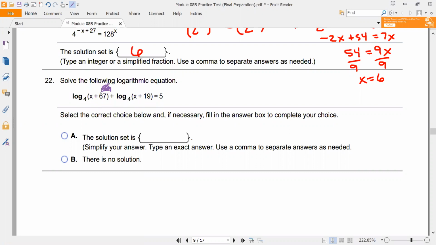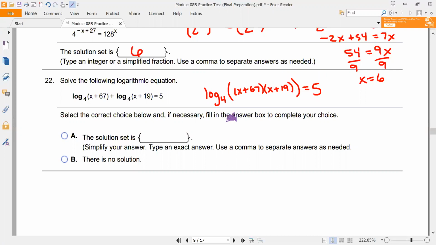So notice this is multiple logs, but a non-log is on the other side. When not everything's a log, you're going to have to get logs on one side and the number on the other side, which they've already set up. Then our next step would be to combine this into a single log, using the property that if we're adding, we multiply the insides. So that's going to be multiplying x plus 67 times x plus 19. So we're going to have to FOIL that.